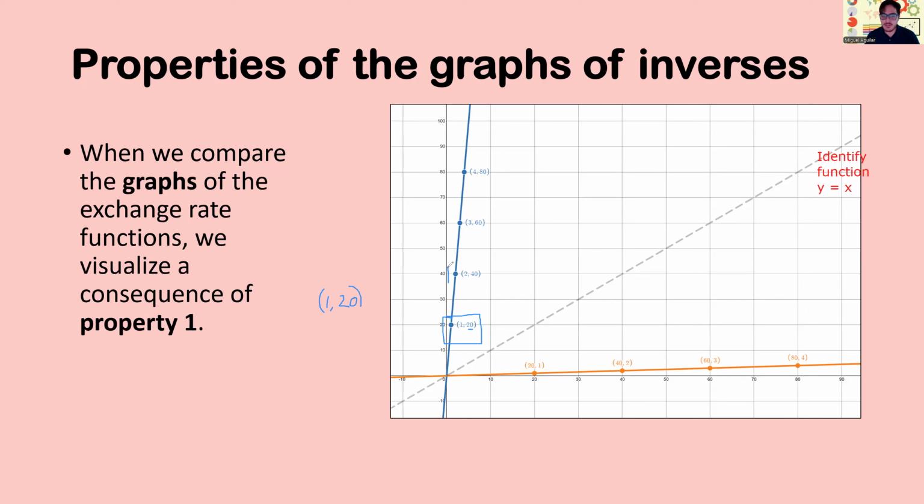If I had $2, I would get 40 pesos. So that was 2 comma 40, and so on and so forth, right? We can see these points have been graphed.